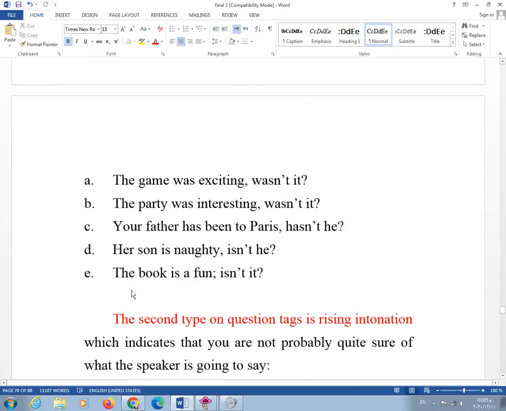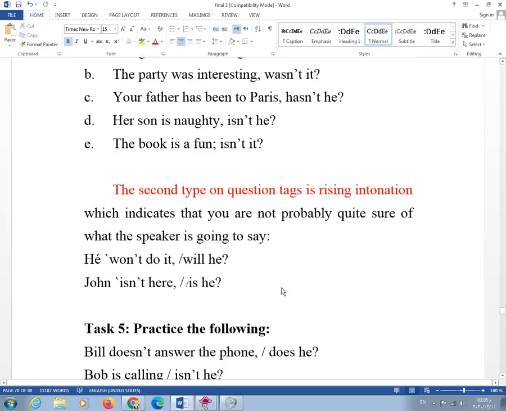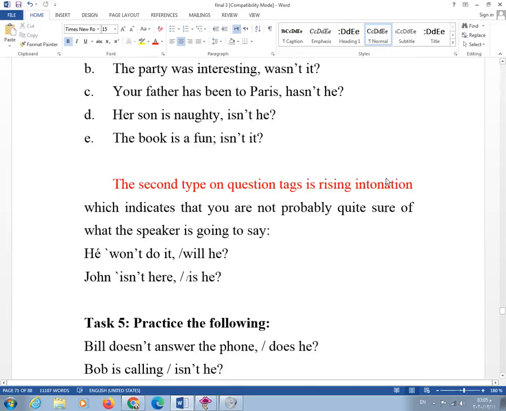Okay. The second type is rising intonation. Use rising intonation. So here we have, he won't do it, will he? When do we use rising?